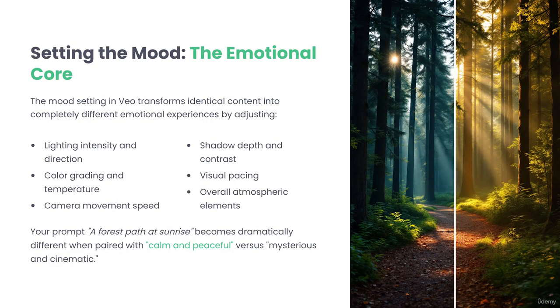Now, let's talk about one of the most creative controls in Veo, setting the mood. This is where your video really comes to life. Mood in Veo is often controlled through a combination of descriptive keywords in your prompt and optional style or tone settings. For instance, let's say your prompt is a forest path at sunrise. By adding a mood like calm and peaceful or mysterious and cinematic, Veo adjusts the lighting, pacing, color grading, and even the camera motion to reflect that tone.